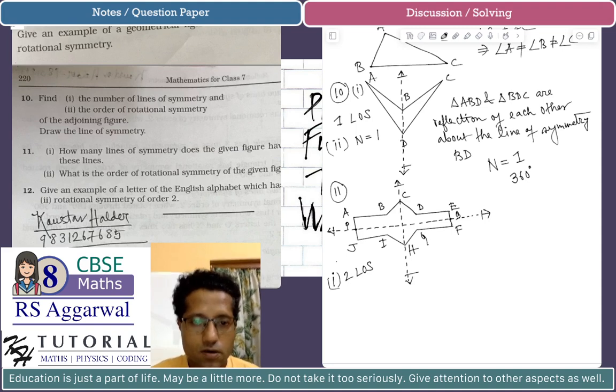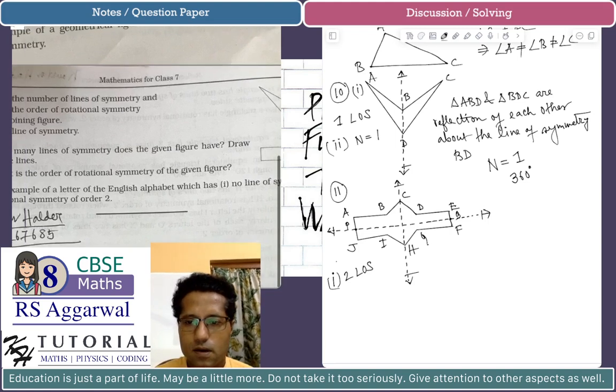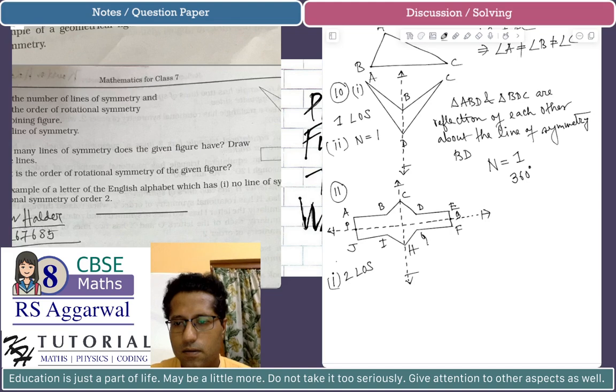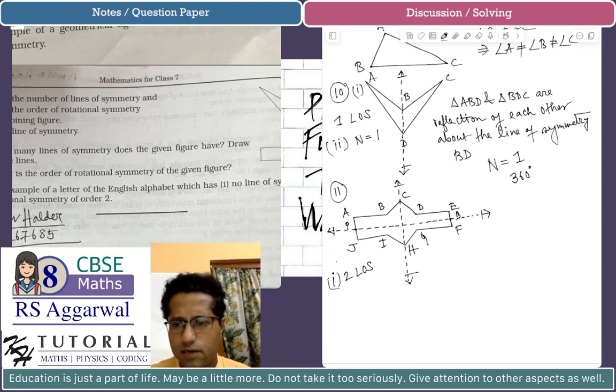What is the order of rotational symmetry of the given figure? Okay, now if you see, for the sake of simplicity of drawing the figure, let's say I am approximately drawing this figure like this.